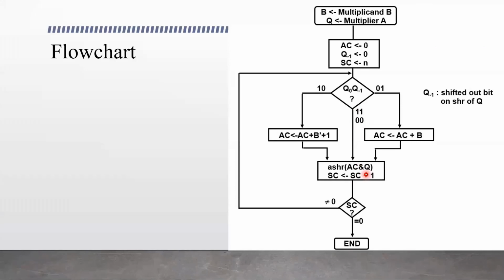After performing these operations, the next operation is shift right. We shift right AC and Q, and we keep decrementing SC until the value of SC becomes 0. Then we check: if it is 0, we stop this process. If it is not 0, we repeat. Hope this is clear. We check these 2 bits, and based on this, we perform addition or subtraction or only shifting right.